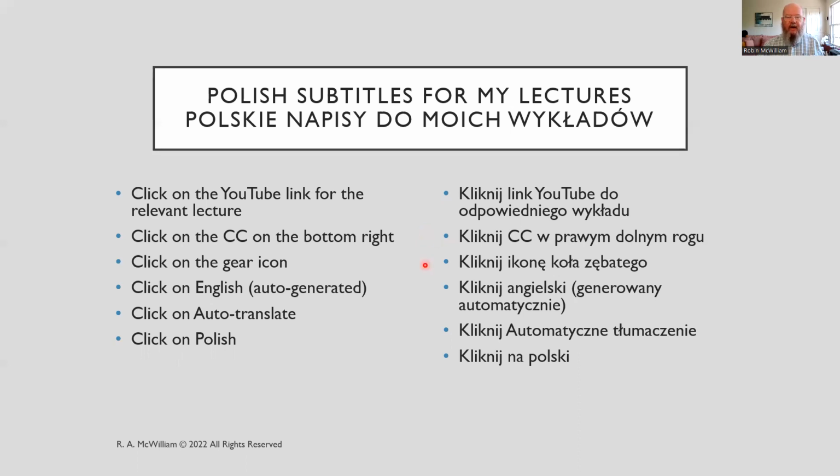Then click on the gear icon next to that. Then click on English auto-generated. Then click on auto-translate, and then click on Polish. You'll have to scroll down to get to Polish. And then all of the subtitles will be in Polish. All right, so make sure you look at these directions if you haven't ever done this before.